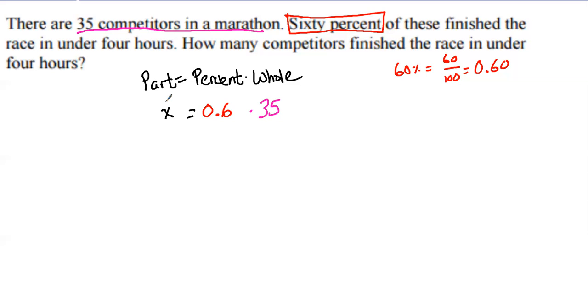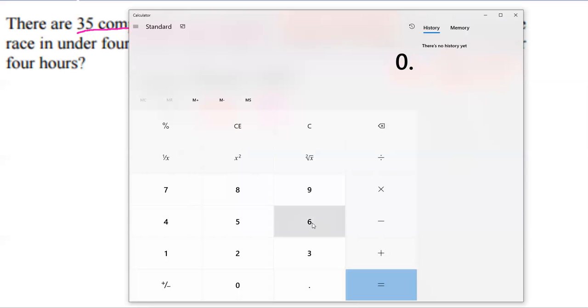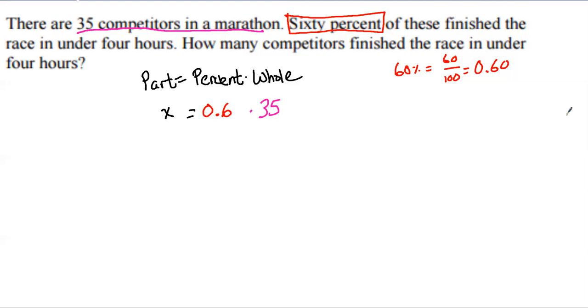All right, so all we got to do is type in 0.6 times 35 into our calculator. So here, let me pull up a calculator. We'll show you that calculation. So 0.6 times 35, and we get 21. So our answer here is 21. And actually, we should put a unit on this. So this is 21 competitors. Here, we'll put finish the race in under 4 hours.